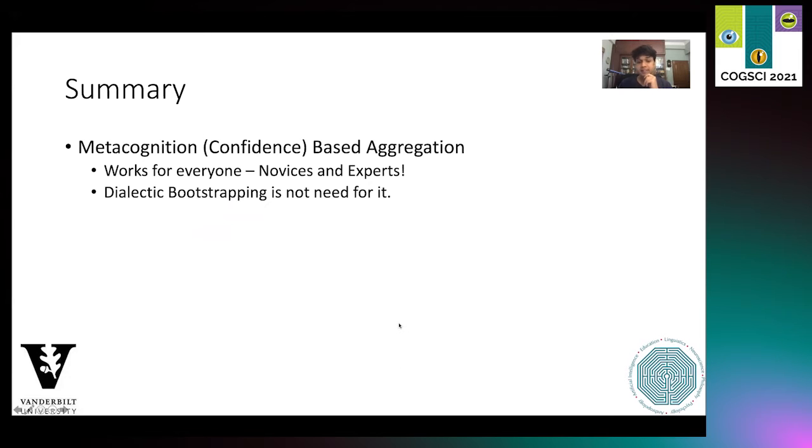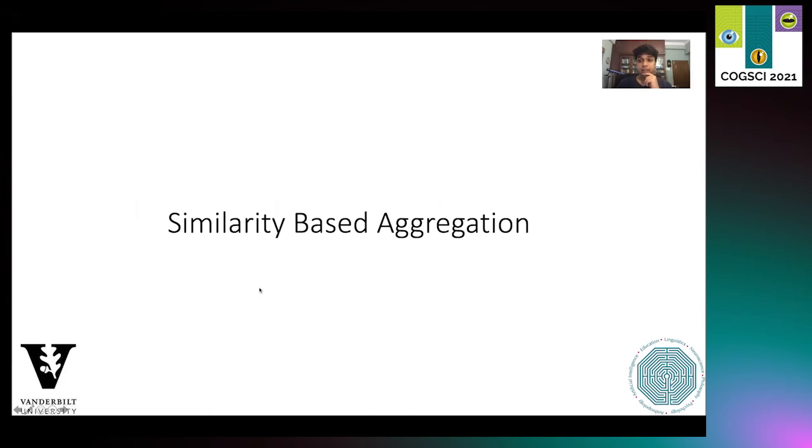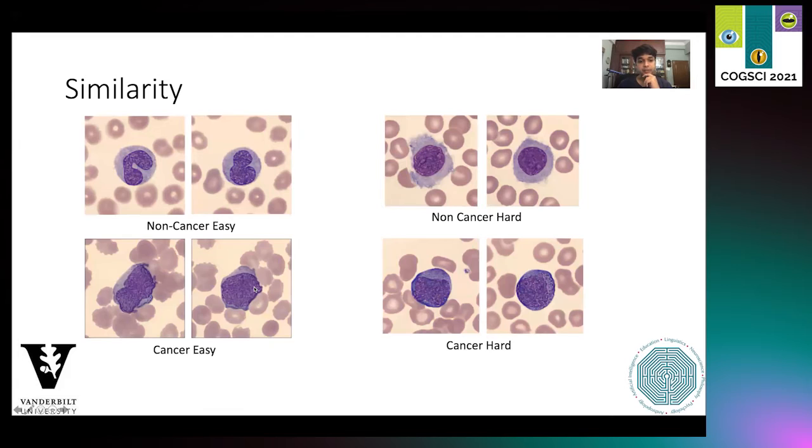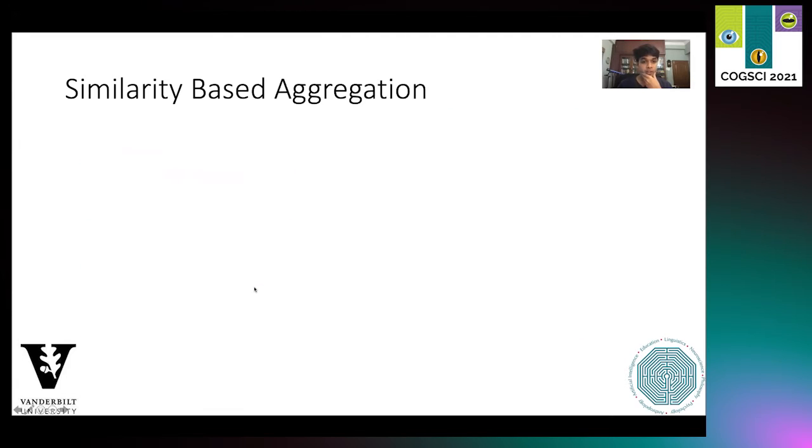So as a general summary, it works for everyone, novices and experts, and dialectic bootstrapping is not necessarily needed for it, but it might be useful. Now to the final part, the similarity-based aggregation algorithms. So within our stimuli set, we observe that certain cells are similar to each other. And now the question is, can we use this to aggregate responses?